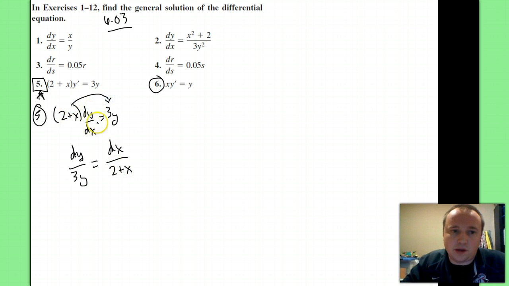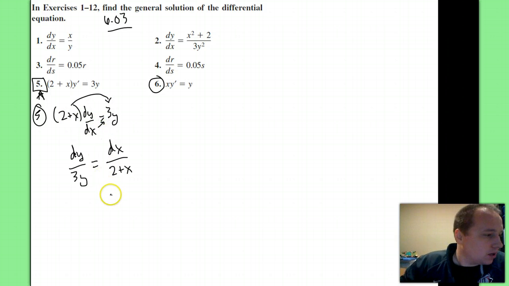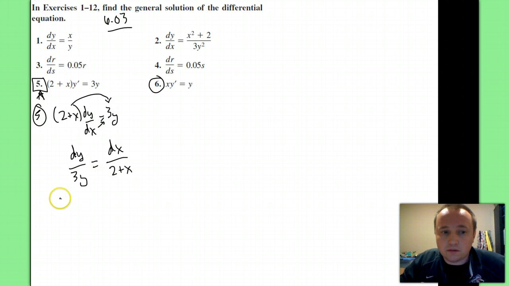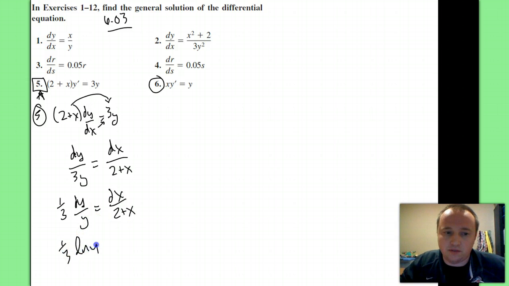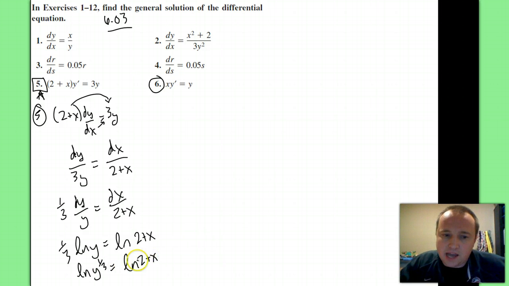I divided this way and I multiplied the dx up. To make your life easy, take the 1/3 out, and then you have dy over y equals dx over 2 plus x. That way, as you take the antiderivative, you get 1/3 of natural log of y equals natural log of 2 plus x. If I were to move that inside, I have natural log of y to the 1/3 equals natural log of 2 plus x. Exponentiate both sides.